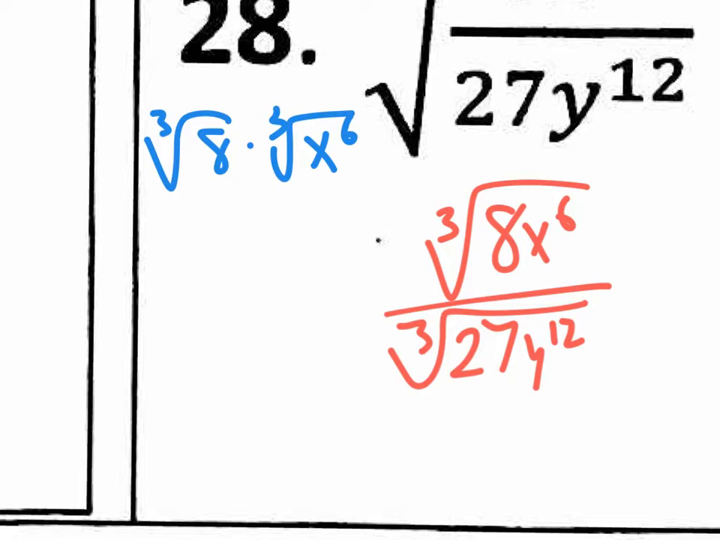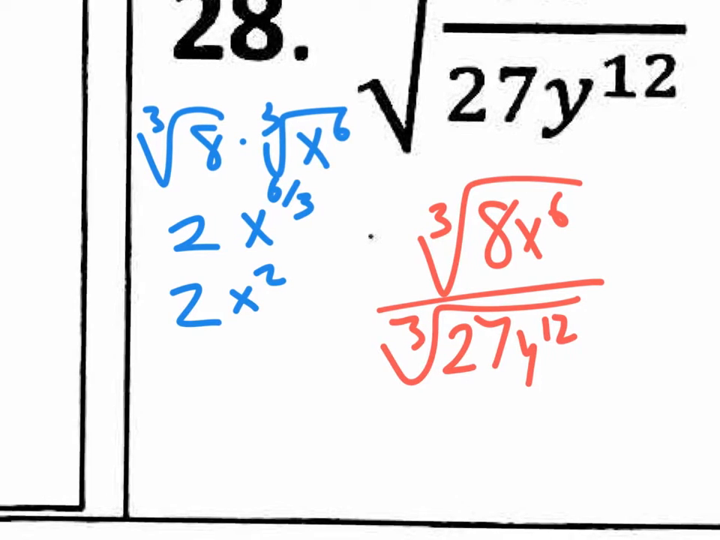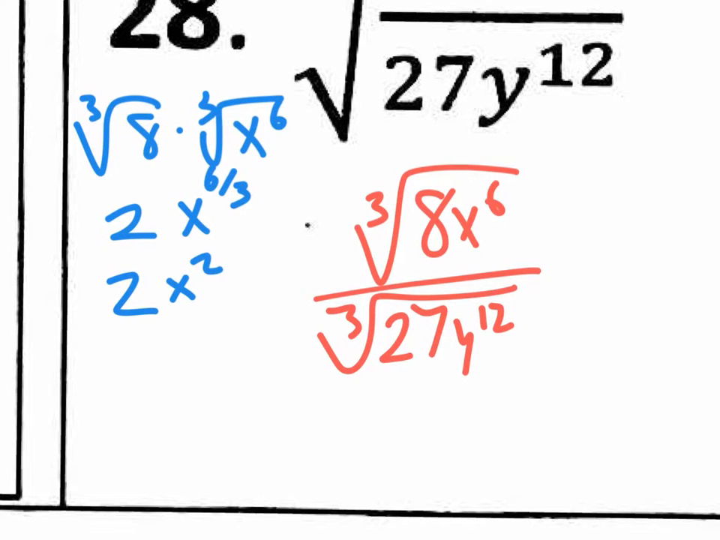So what is the third root of 8? 2. And what's the third root of x to the 6th? Well, I need to rewrite that as a rational exponent. That'll be x to what power? 6/3. And what is 6/3? 2. So I really have 2x squared. Agreed? That is my numerator. So I have 2x squared as my numerator on my answer.